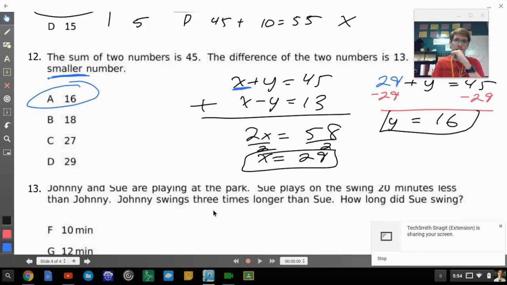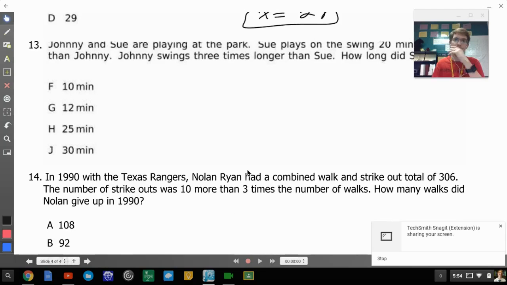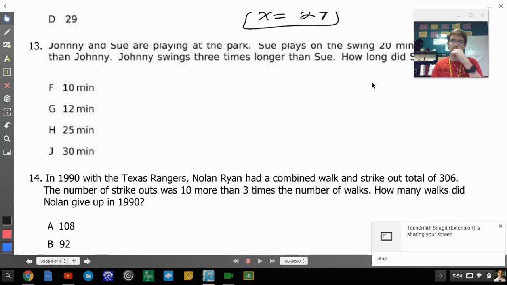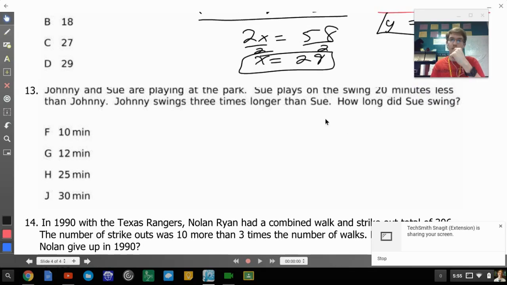All right, let's look at 13. Okay, these are our last two. Johnny and Sue are playing at the park. Sue plays on the swing 20 minutes less than Johnny. Johnny swings 3 times longer than Sue. How long did Sue swing?